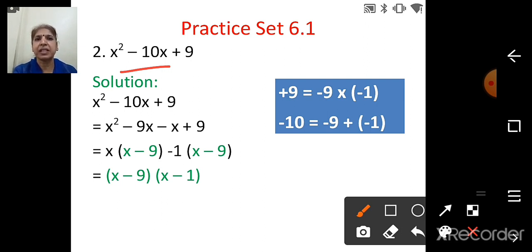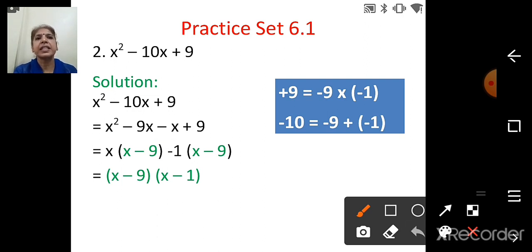Now, the solution we will start. First, we found the factors. The question is x square minus 10x plus 9. It is a trinomial, 3 terms are there. Now we are converting it into 4 terms. So it is x square minus 9x minus x plus 9. The factors are minus 9 and minus 1. When we say minus 1, we don't write the 1, it is understood. So we say minus 9x minus x. It means minus 10x is split into 2 parts, minus 9x and minus x.